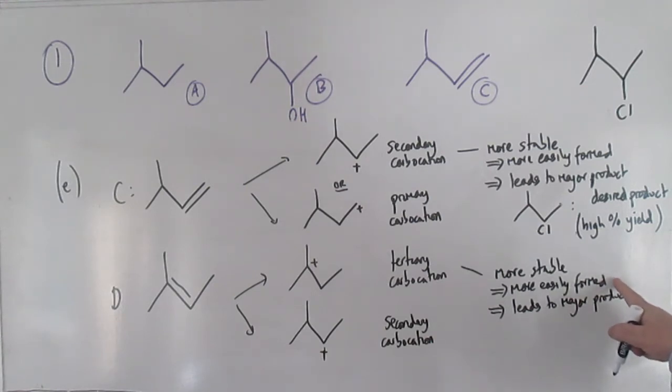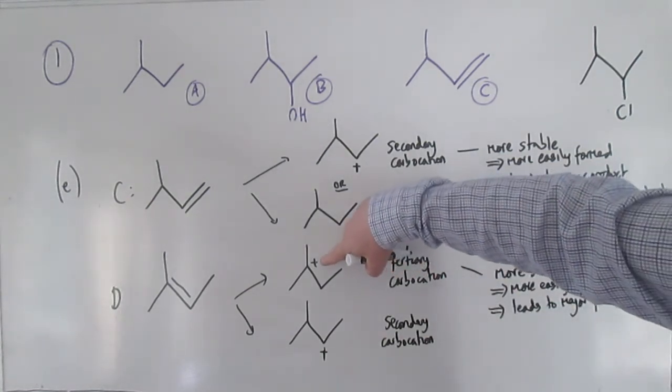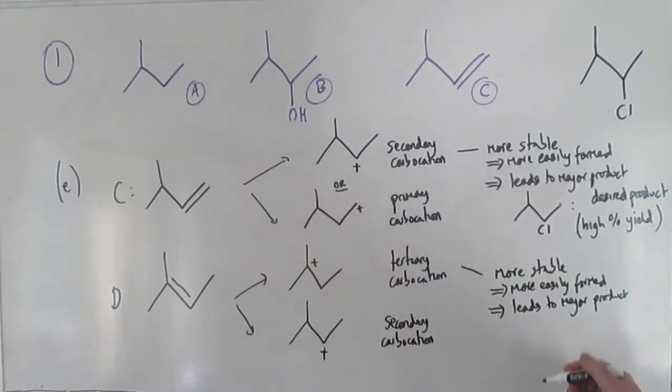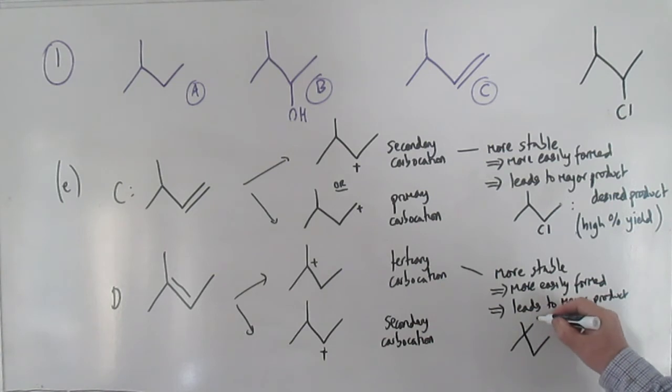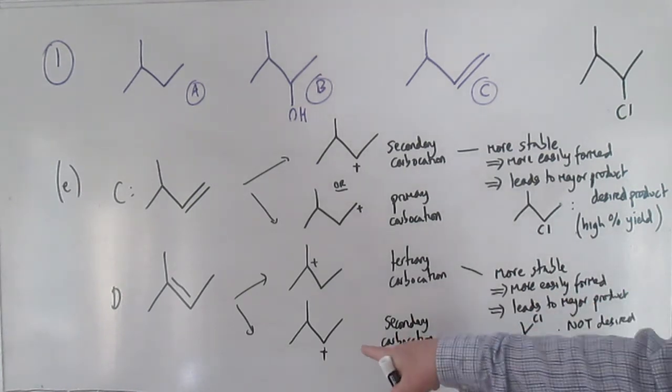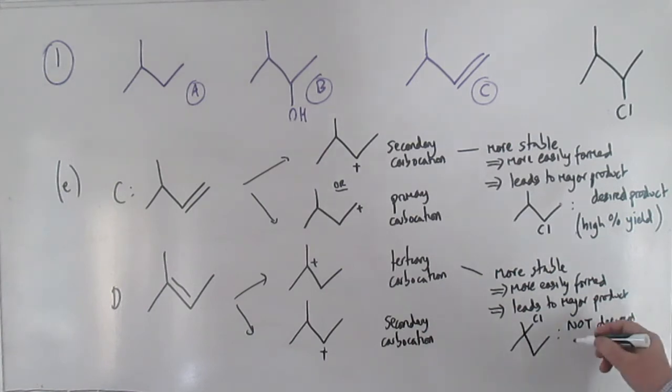So again, if it's more easily formed, it will lead to the major product, and the major product is going to be what you get when the Cl minus ion adds onto there where the positive charge is. So the major product this time will be this. And that's not the desired product. Okay, we wanted it to go onto the other one, but it's not going to do that. So that's not the desired product.